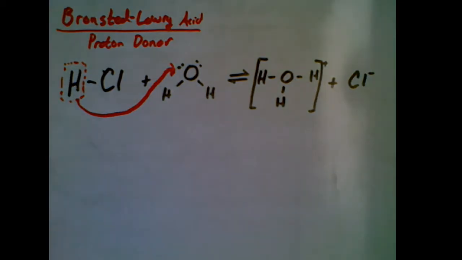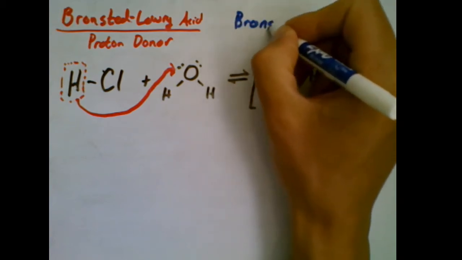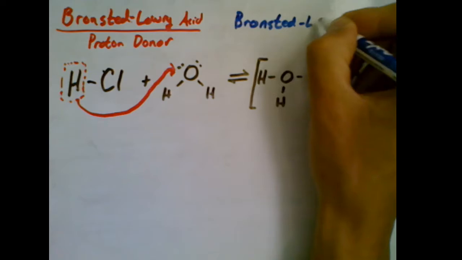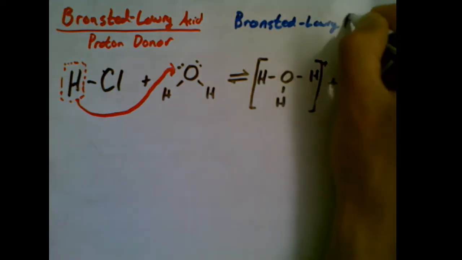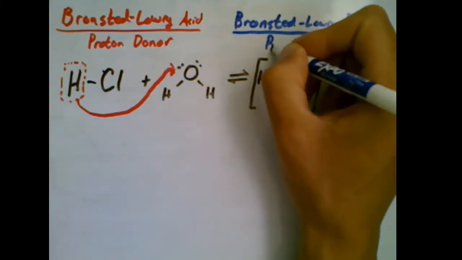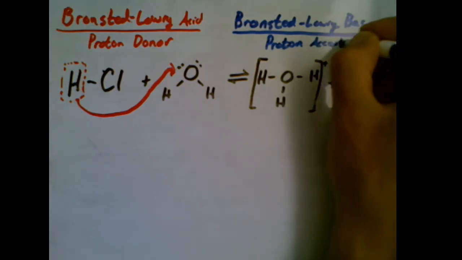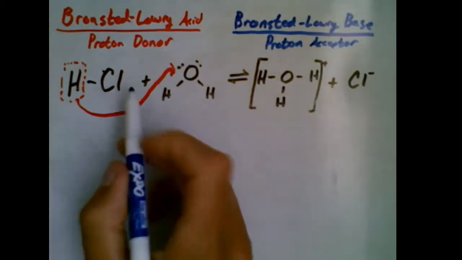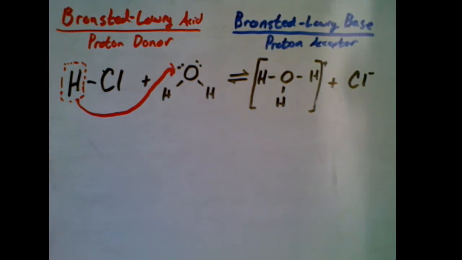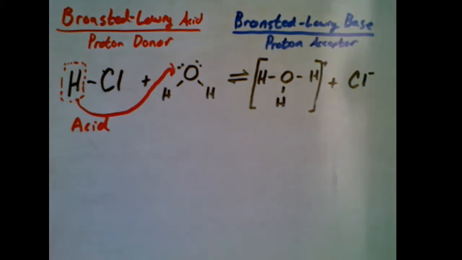Now, if we have a Bronsted-Lowry acid, that means we also need to have a Bronsted-Lowry base. And a Bronsted-Lowry base is actually the opposite of the acid. It is considered to be a proton acceptor. And so in this reaction, we've talked about how the hydrochloric acid is the acid. It's the thing that's actually donating the proton.